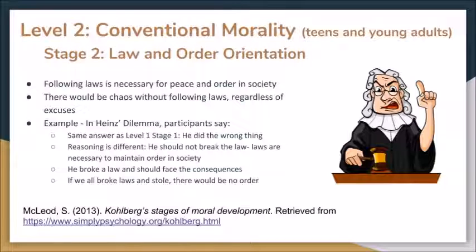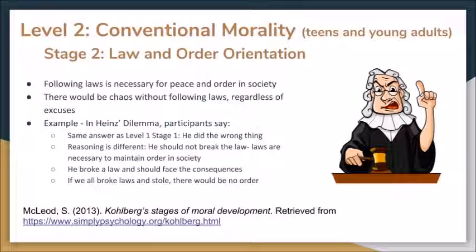This is the second substage of level 2. This law and order orientation involves a broad view approach where the world only functions if people are following laws. Laws are meant to maintain order, so we must abide by them even when it's tough, or there will be chaos. When given the Heinz dilemma, this often results in, what would the world be like if everyone stole?